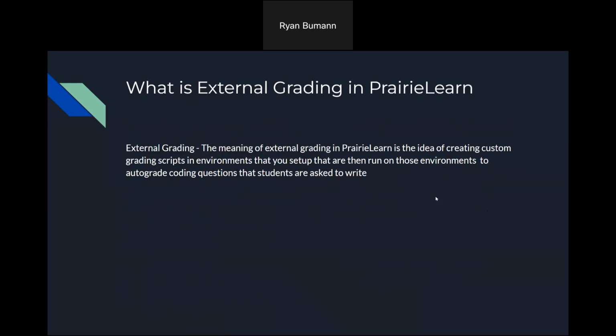So what is external grading in PrairieLearn? External grading in PrairieLearn is the idea of creating custom grading scripts in environments that you set up, in which the coding questions that students are asked to write can be auto-graded in those environments.